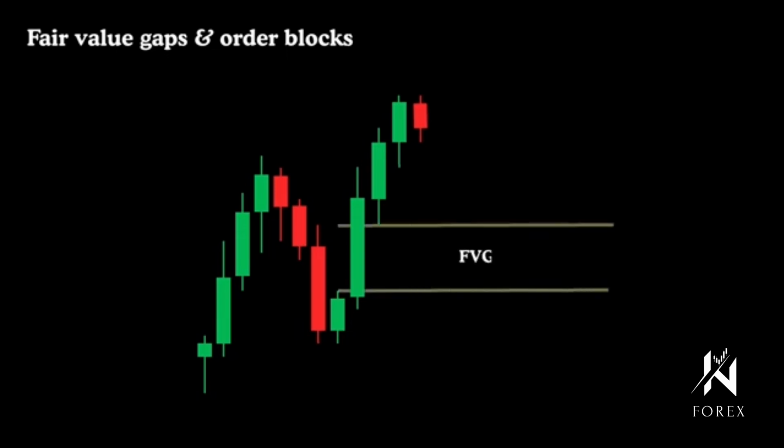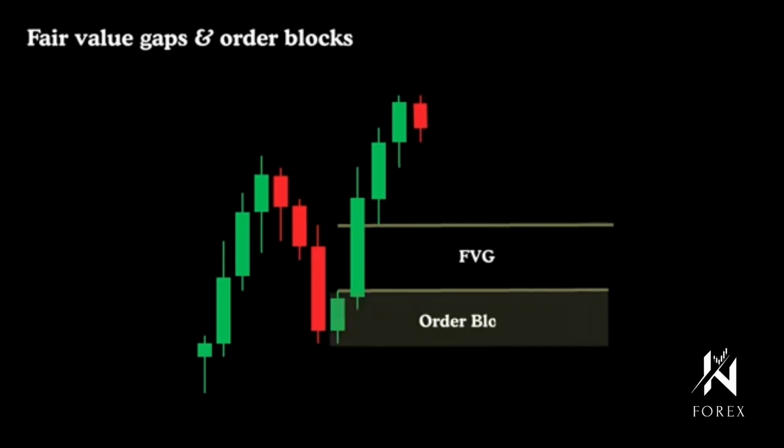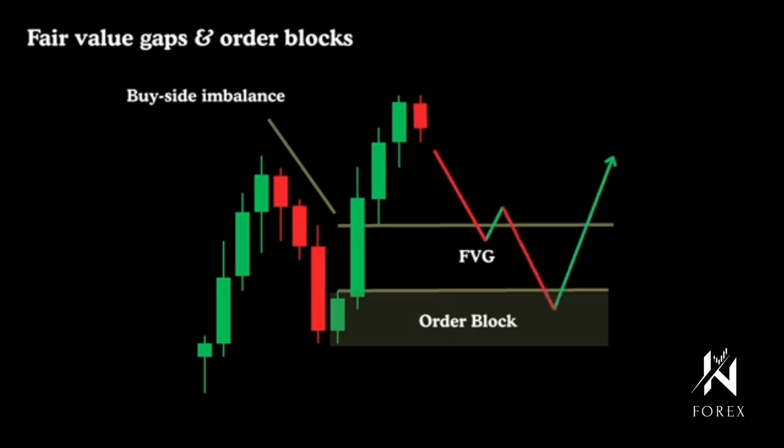A fair value gap is the void between the wicks of 3 consecutive candles on the price chart. The candle responsible for forming this gap is also marked as an order block, since it reflects the moment significant market decisions were made. This zone highlights a buy-side imbalance, where aggressive buying overwhelms selling, often signaling institutional involvement. When price moves through this inefficient phase, it generally returns to the fair value gap area to patch or fill it. For safer entries, wait until price re-enters the order block zone before initiating a position. For even greater precision, zoom into lower time frames, watch for reversal confirmations, and then execute your trade.